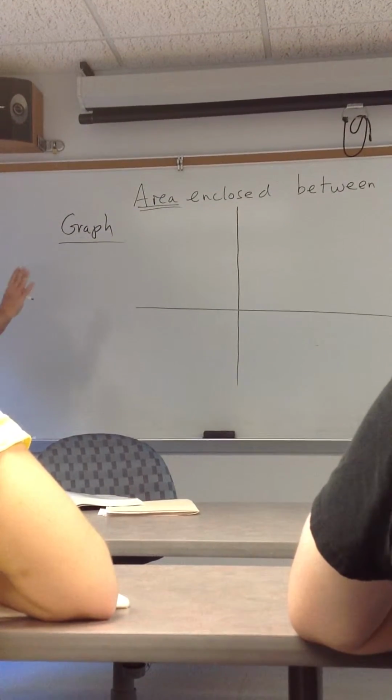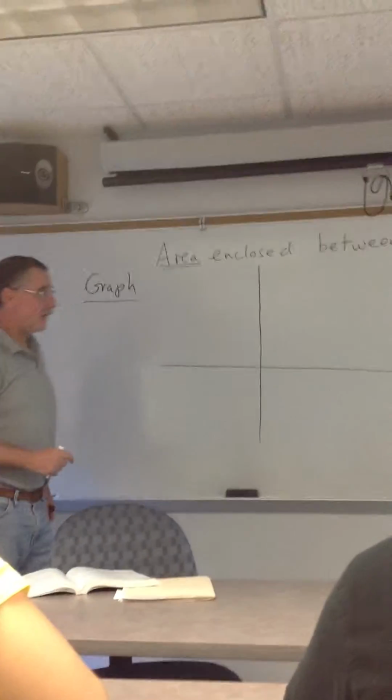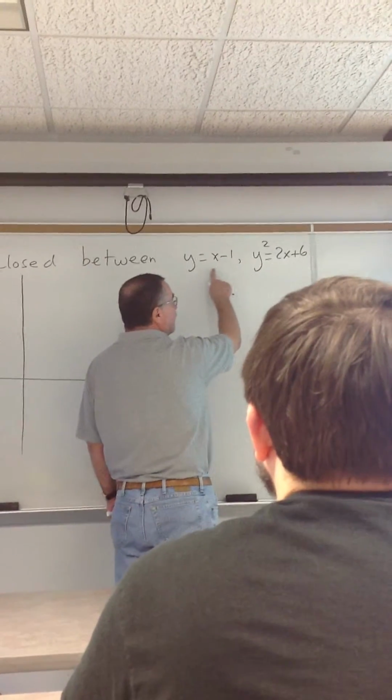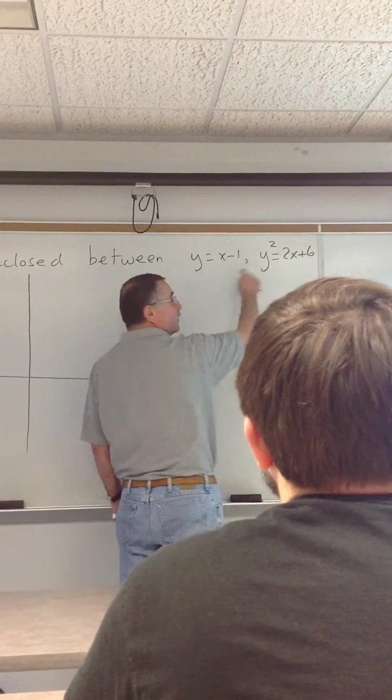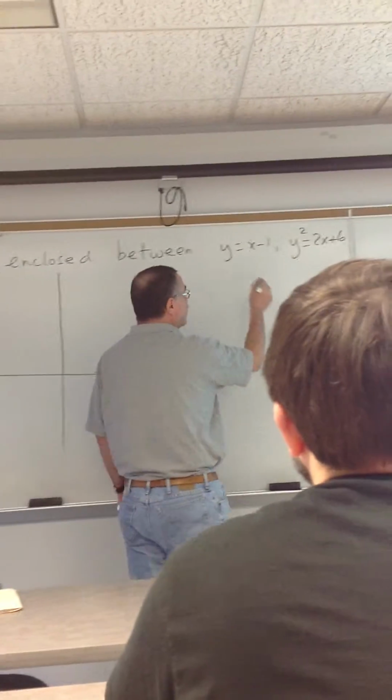So the first thing I do, I'm going to cheat a little bit. I want to find out where these two things intersect, because after all, that's going to be important in my calculation. So let's do the intersection of these two. If I set them equal to each other, I can find where they intersect. All right, so let's solve this system.